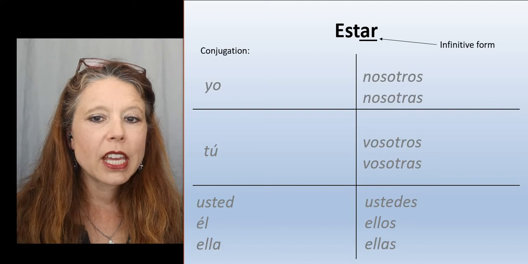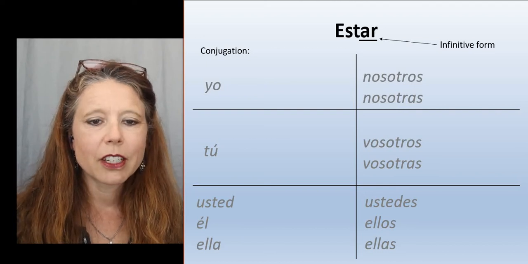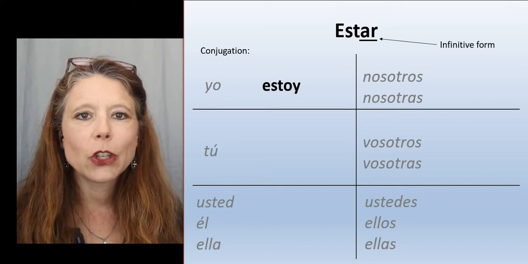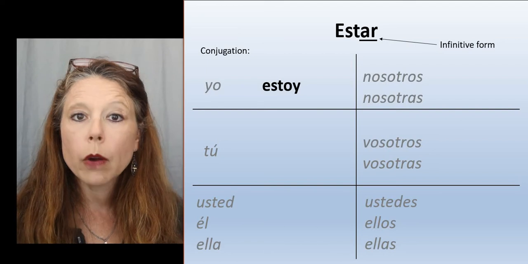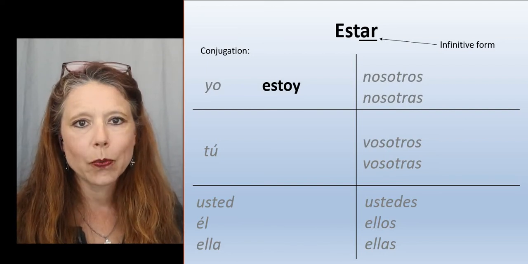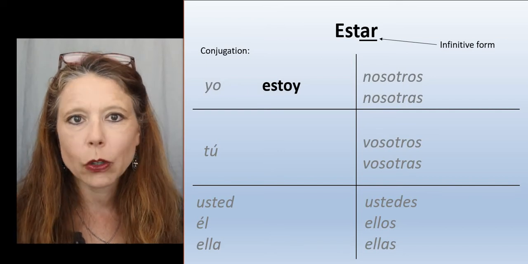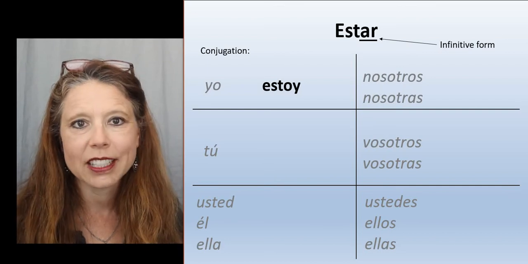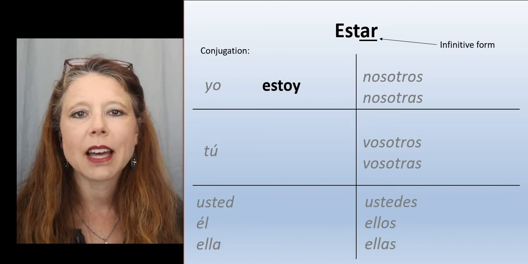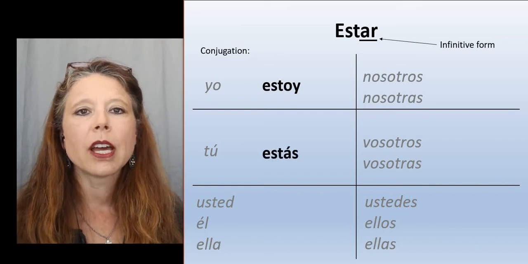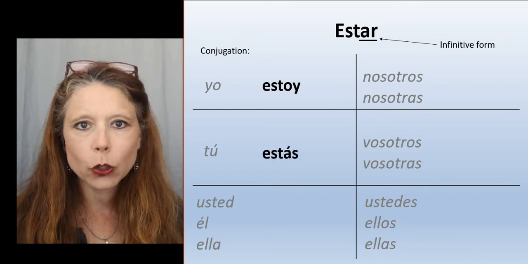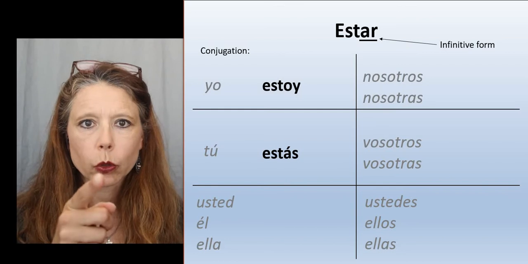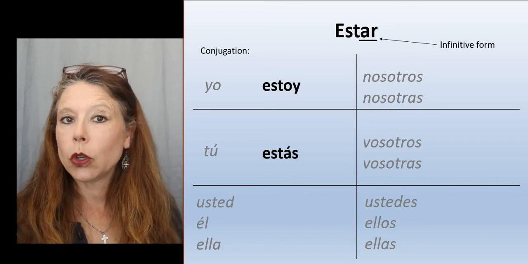Now we're going to conjugate the verb estar. So take a look. If we want to say I am using estar, we say yo estoy. Or we can just say estoy. We don't have to say yo. Because the only time you say estoy is when you want to say I am. Not he is, not she is, not they are. Estoy means I am in Spanish. Tú estás. You don't have to say tú because that verb conjugation estás only goes with tú. So you are, estás.